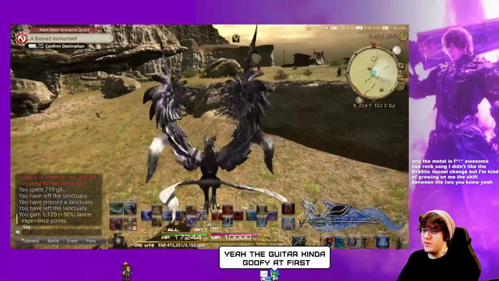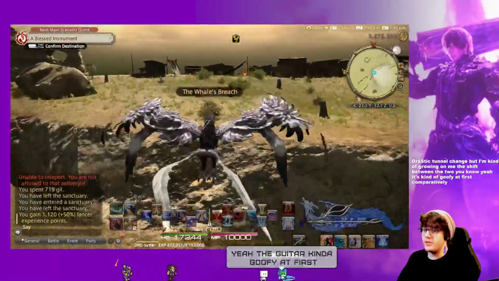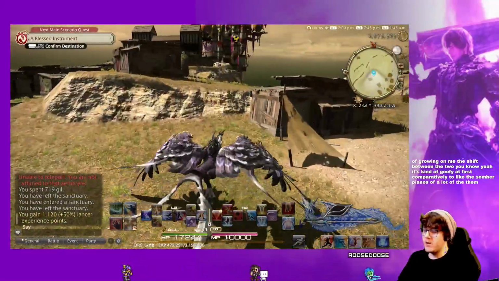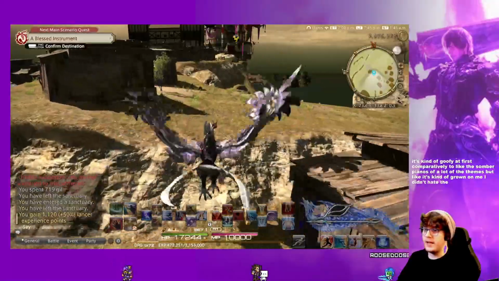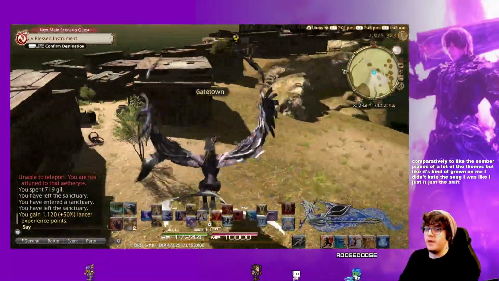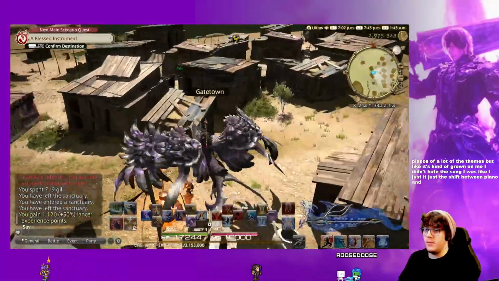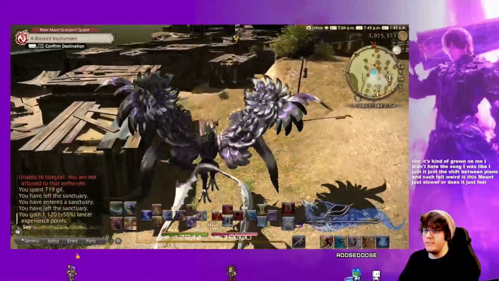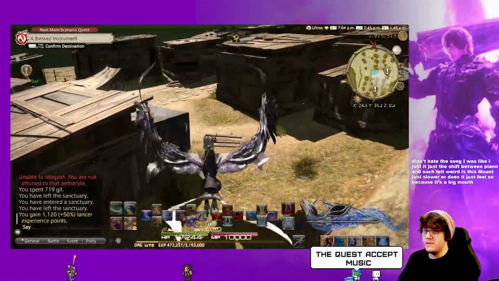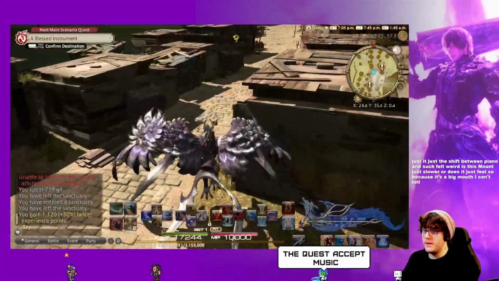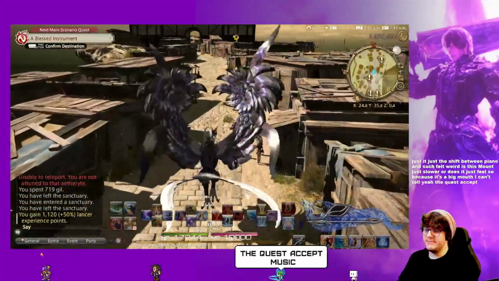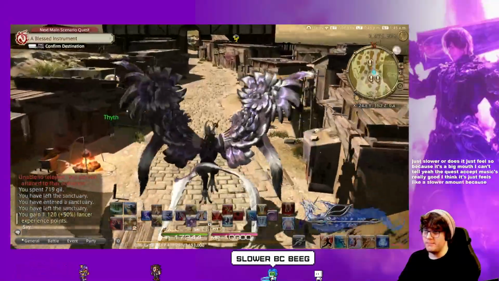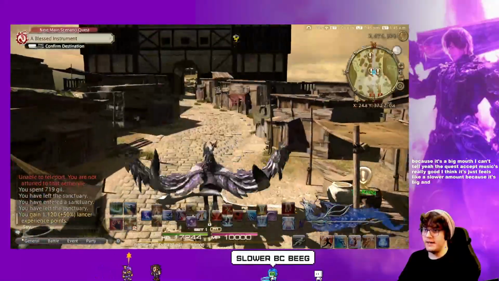Yeah, it's kind of goofy at first, compared to the somber pianos of a lot of the themes, but it's kind of grown on me. I didn't hate the song. The shift between piano and such felt weird. Is this mount just slower, or does it just feel so because it's a big mount? I can't tell. Yeah, the quest accept music's really good. I think it just feels like a slower mount because it's big and I can't fly.